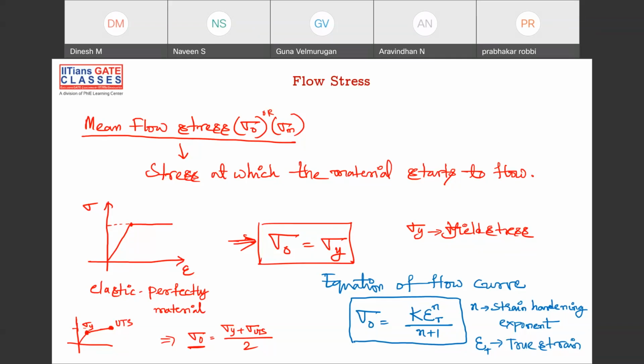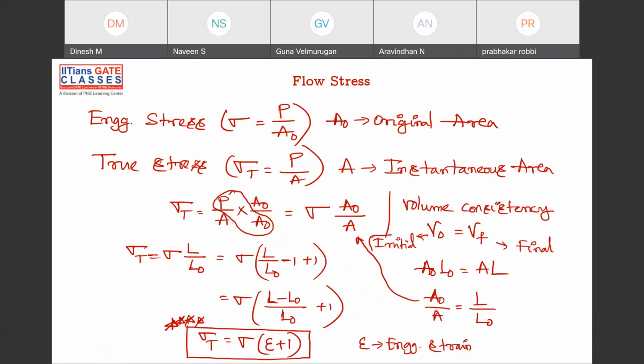Okay, good, very good. Also in the previous class, when I asked you about true stress and engineering stress, and also true strain versus engineering strain, nobody was answering the question. So I have put the derivation here.